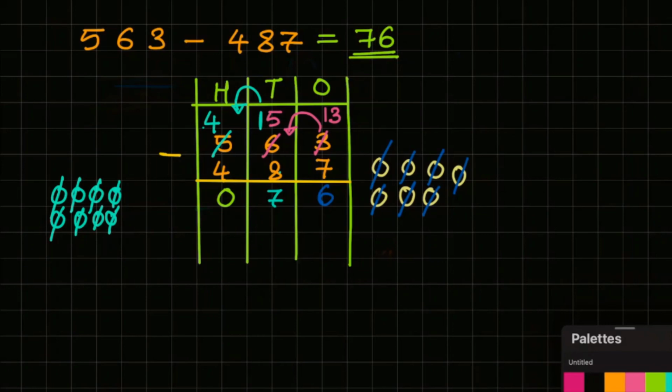So this same logic and same principle applies for 4-digit numbers, 5-digit numbers, any digit numbers, and we can keep on doing that. So I hope this video is helpful for you.